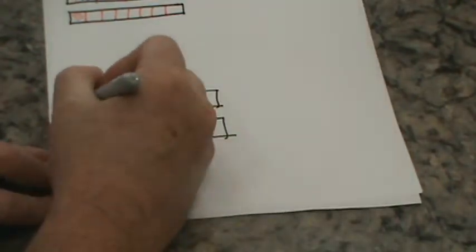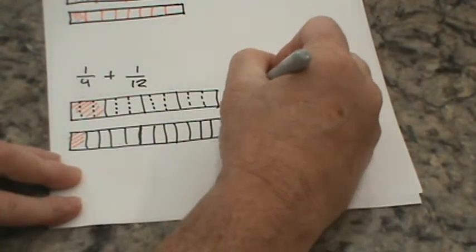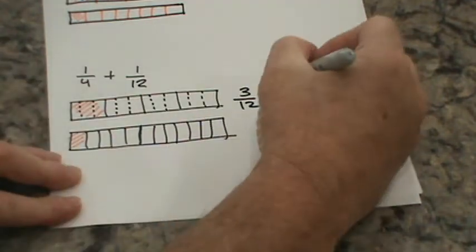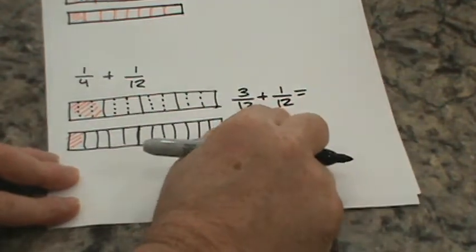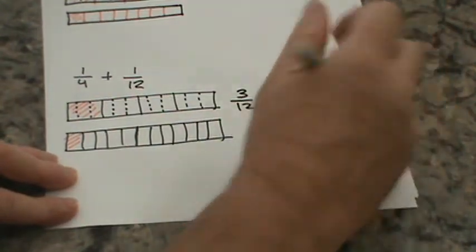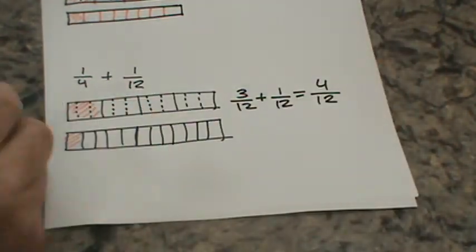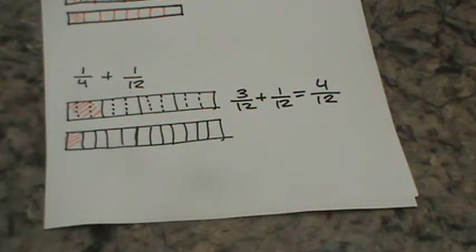And we could go 3/12 plus 1/12. Remember, we do not add the denominators. They stay 12ths. 3 plus 1 is 4. Sure enough, 1, 2, 3, 4 12ths. Let's continue on.